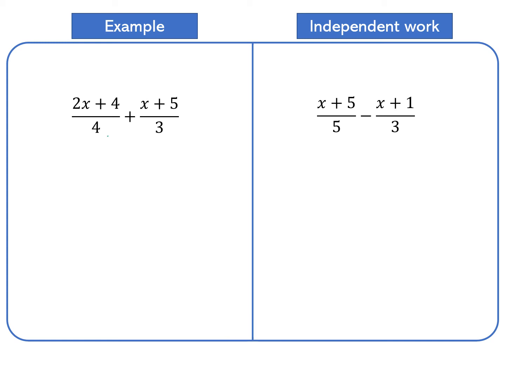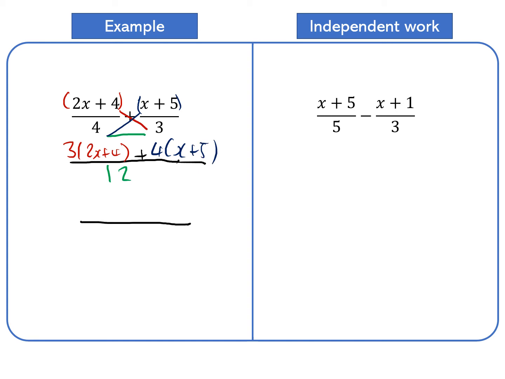So first of all, we can multiply our denominators, so 3 times 4 is 12. And I want to multiply, because I've done 4 times the 3, I need to do this times the 3. So I've got 3 bracket 2x plus 4 plus, and because I've done 3 times 4, I need to do this expression times 4. So I've got 4 bracket x plus 5. And my denominator for the next line will stay the same, so I've still got 12.